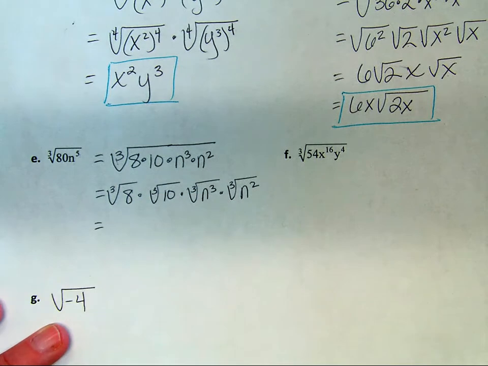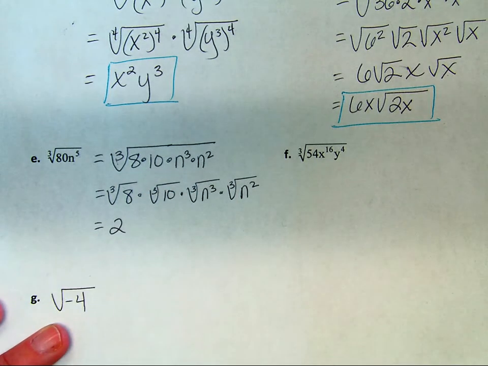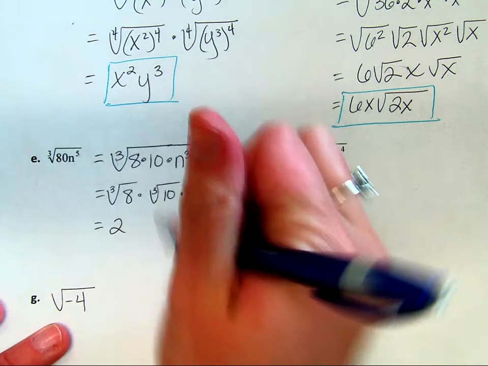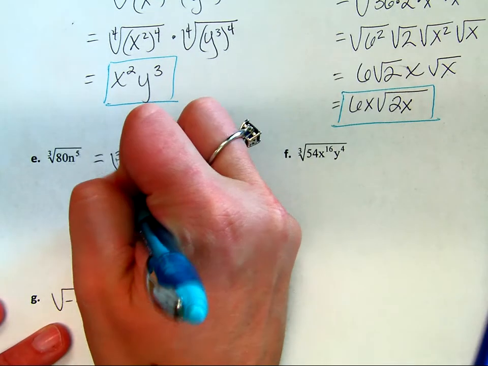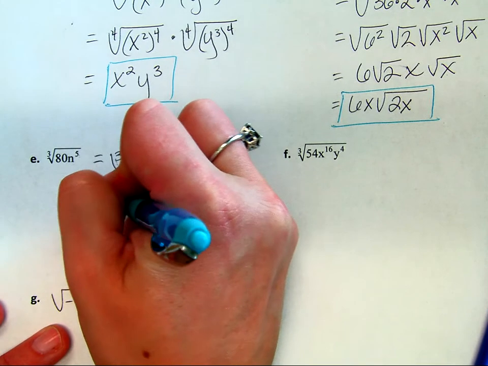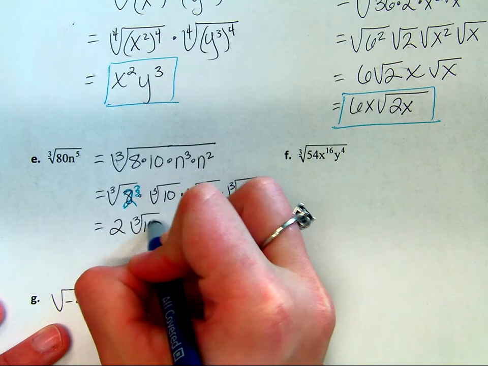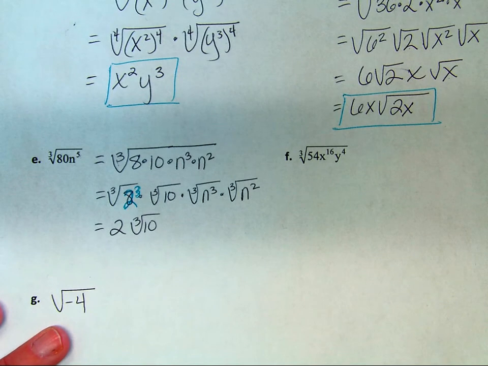Cube root of 8 is 2, because 2 times 2 times 2 is 8. And you might even choose to rewrite 8 as 2 cubed, if that helps you see it better. 2 cubed. And then the cube root of 10, that cannot be simplified because no perfect cubes go into 10.